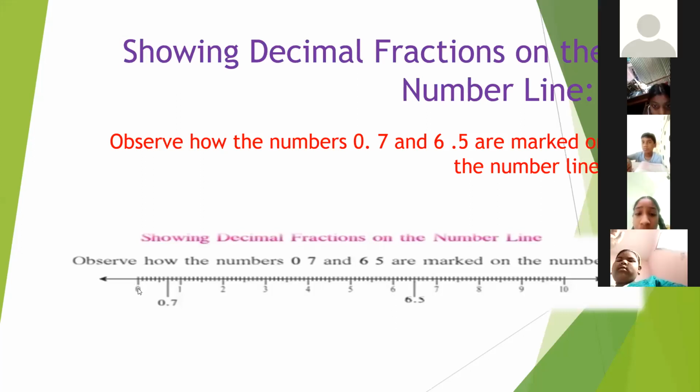See here it is 0. Then you will count 0.1, then 0.2, then it is 0.3, 0.4, 0.5, 0.6, then it is 0.7. Got it, student? How we will count this? 0, 0.1. First one is 0.1. Second hash is 0.2.